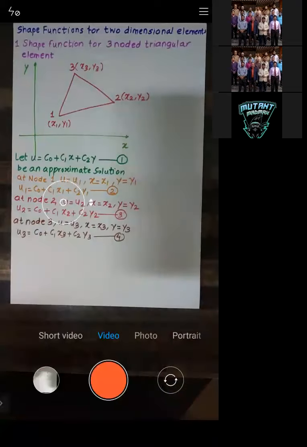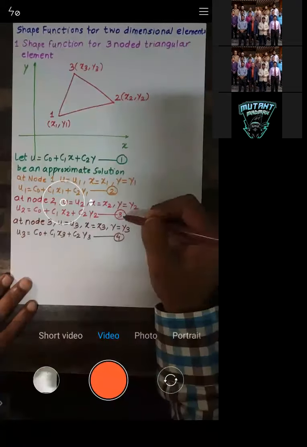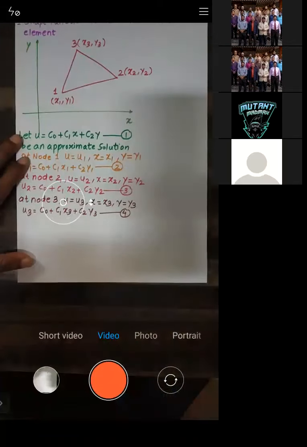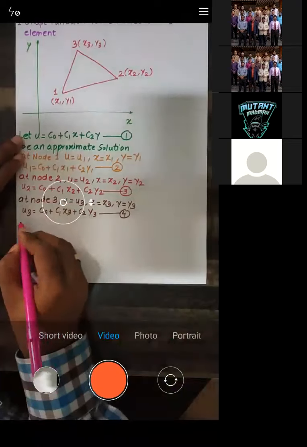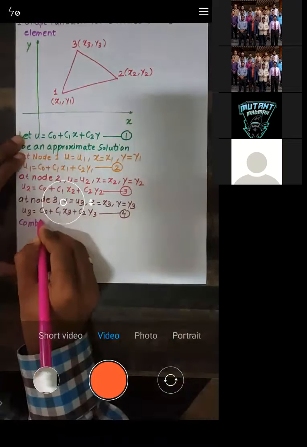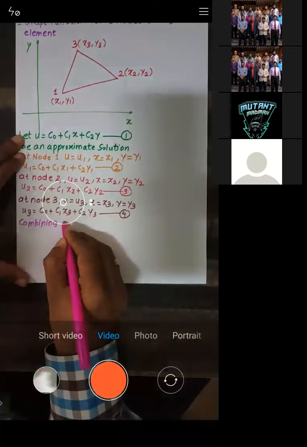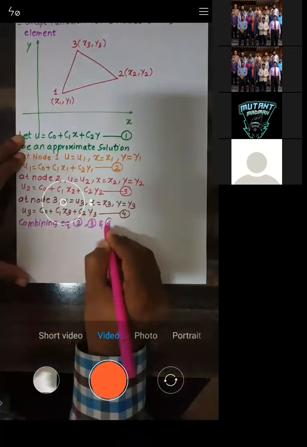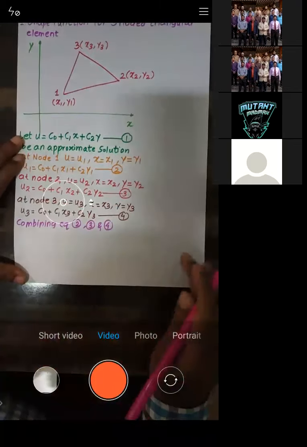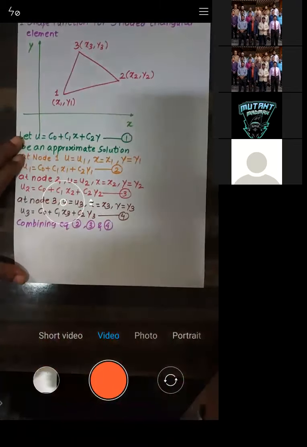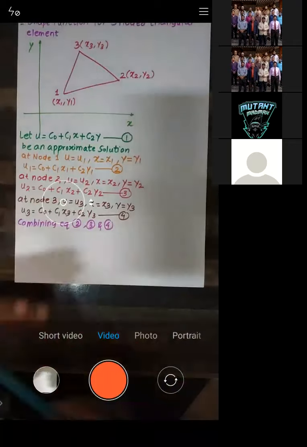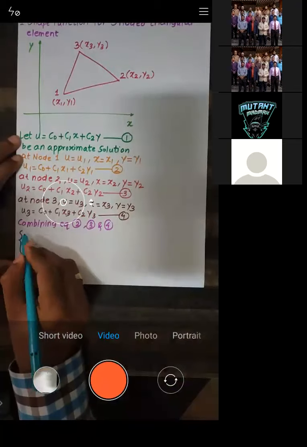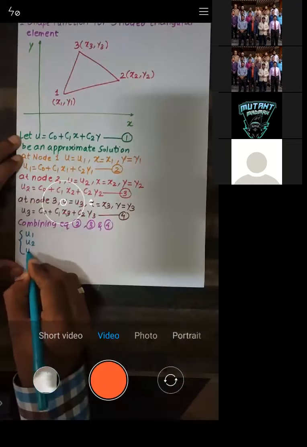Now we will try to combine equations 2, 3, and 4. I'll combine those equations. Now you just pay attention and let us see what I'm doing. So this is u1, u2, u3. I'll write this in terms of u1, u2, u3.